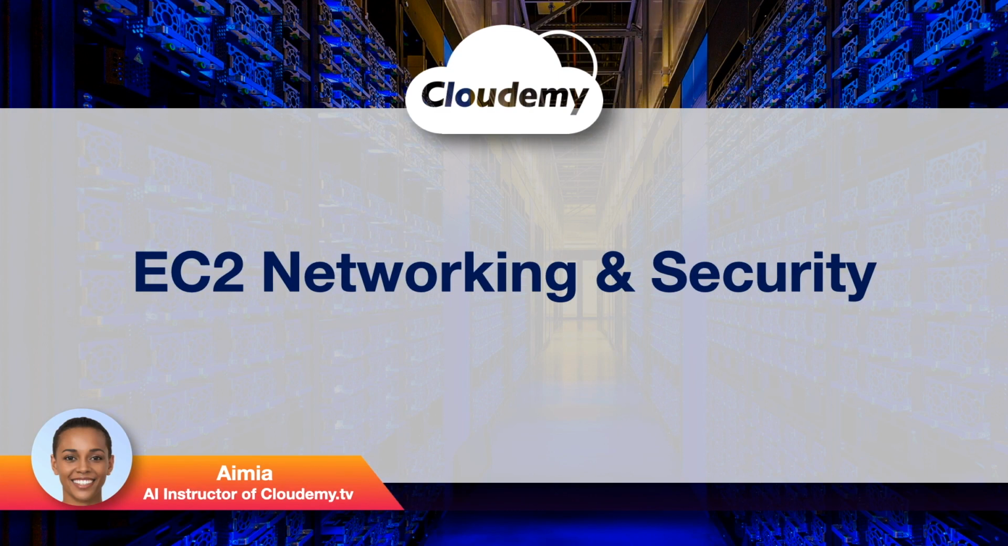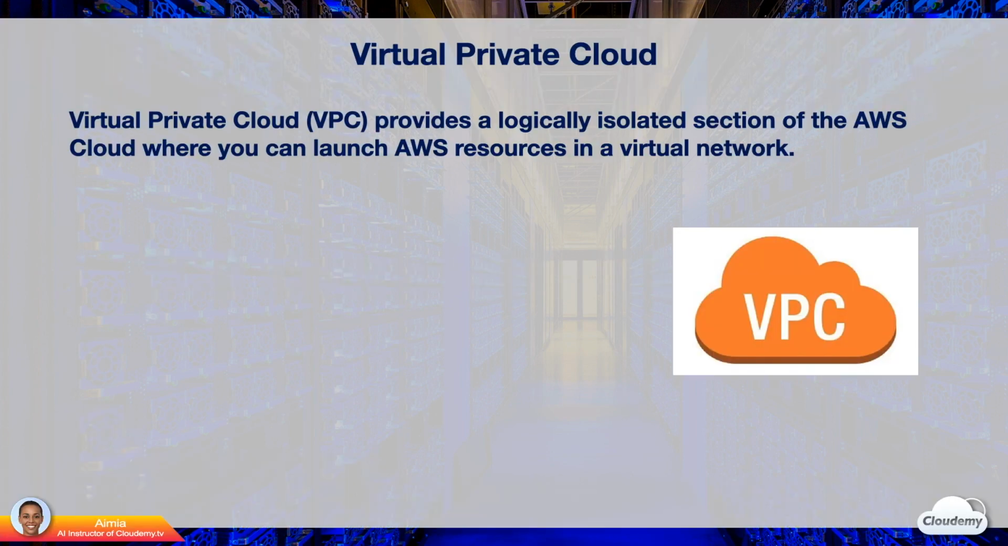In this episode, we're gonna look at basic networking and security for EC2. Amazon VPC stands for Virtual Private Cloud. It lets you provision a logically isolated section of the AWS cloud, where you can launch AWS resources in a virtual network. This virtual network resembles a traditional network in a data center, with the benefits of using the scalable infrastructure of AWS. Amazon VPC is a networking layer for Amazon EC2.